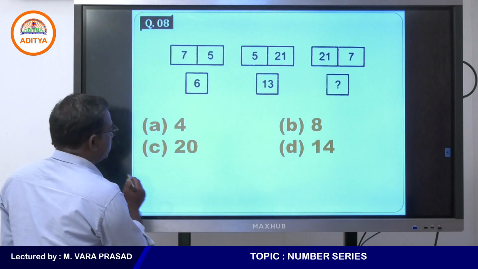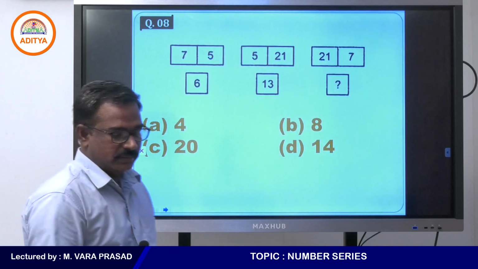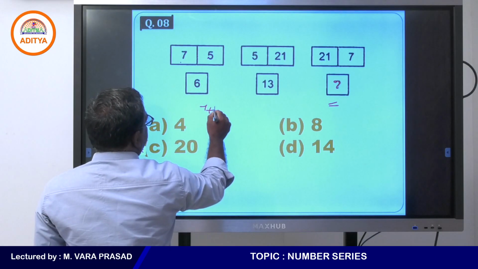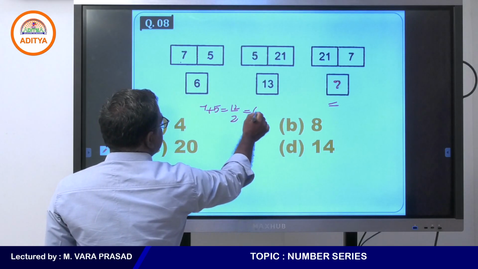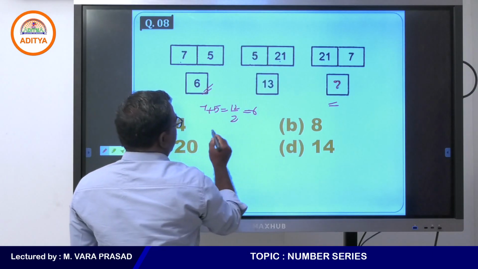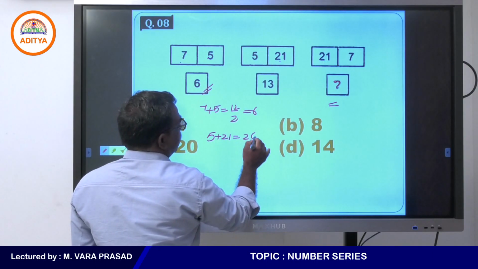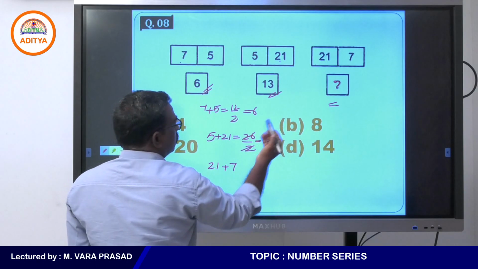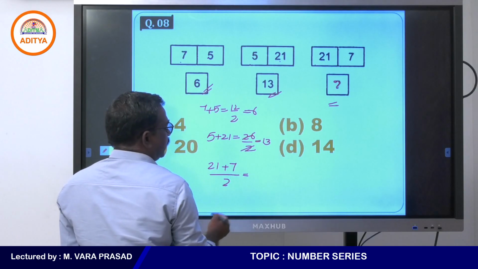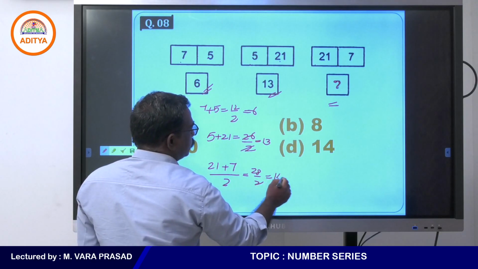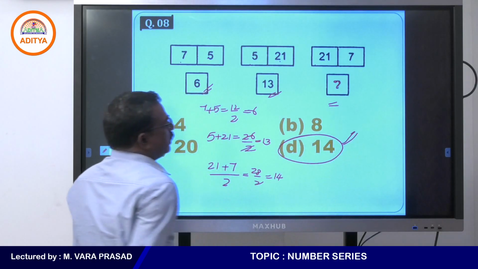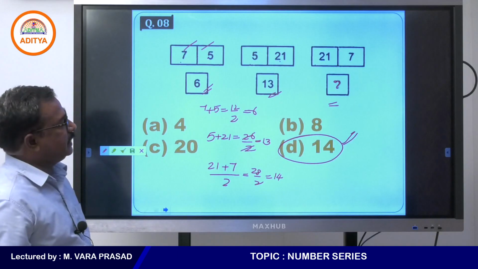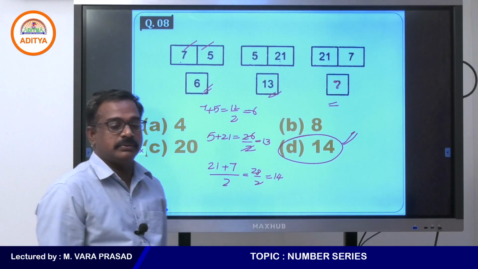One more, you see. Just try what is given here. 7 plus 5, that is 12, by 2 is 6. 5 plus 21, that is 26, by 2 is 13. 21 plus 7, that is 28, by 2 means 14, fourth option, right? Easy one, you just need to take the average of these two numbers. The same process followed here, you need to follow for that, right?